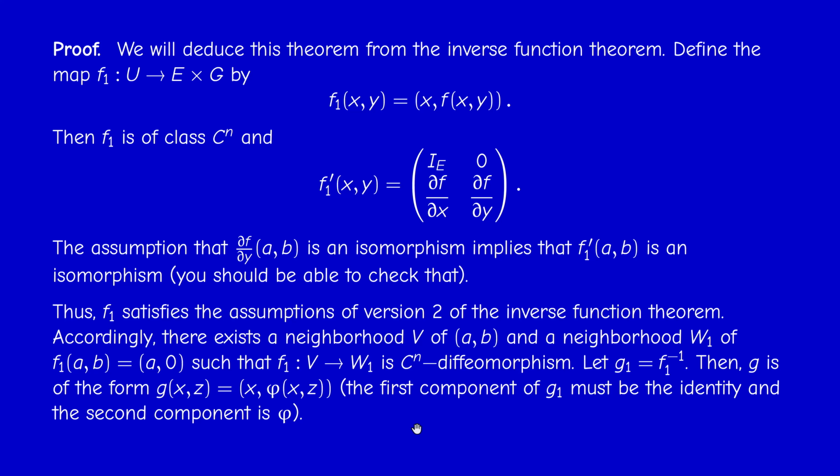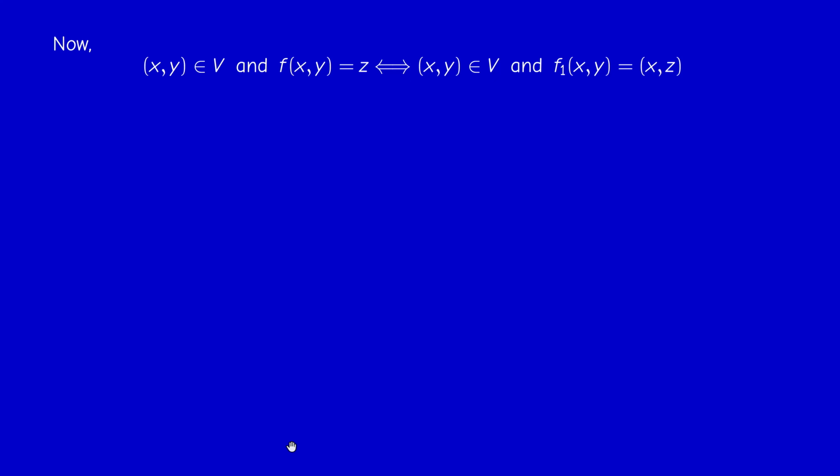Okay, and now I want to prove the first condition. What does it mean that xy is in V? It means that x, y are sufficiently close to AB, in the vicinity of AB, and f of xy equals z. What does this mean? It means that the second component of f1 is z. The first component is necessarily x. So this equation is equivalent to this equation by definition of f1.